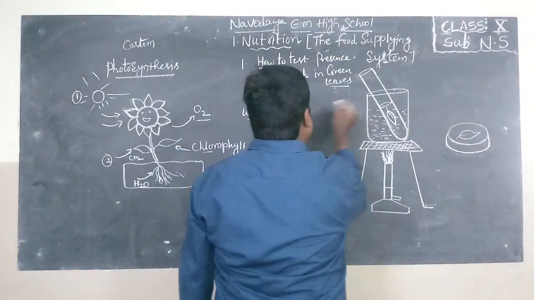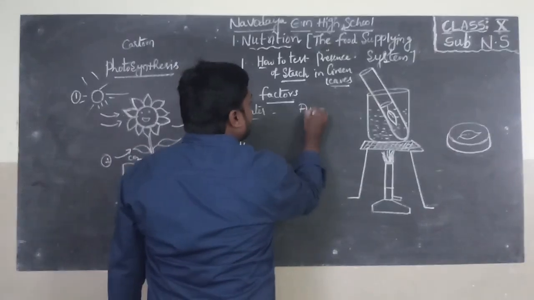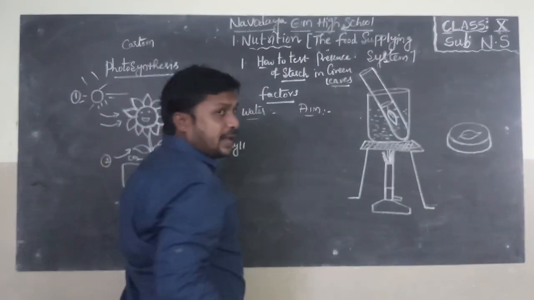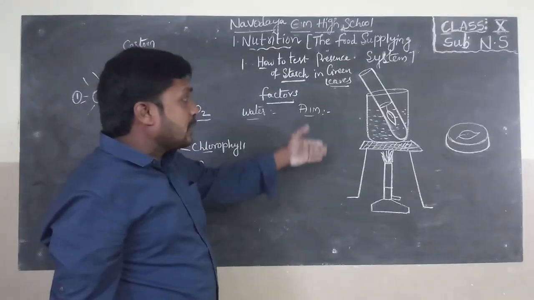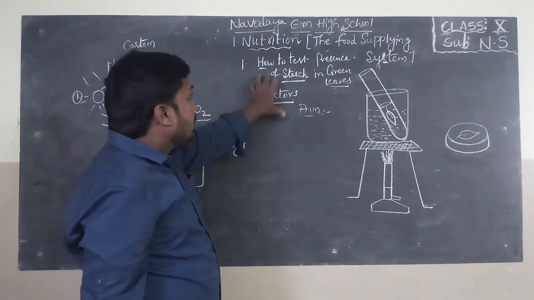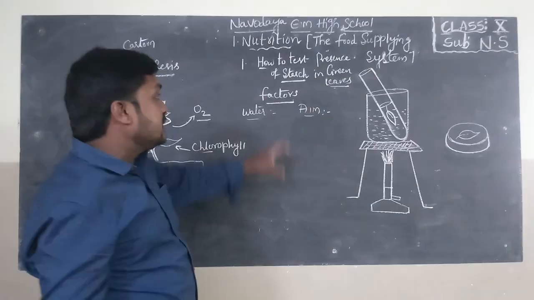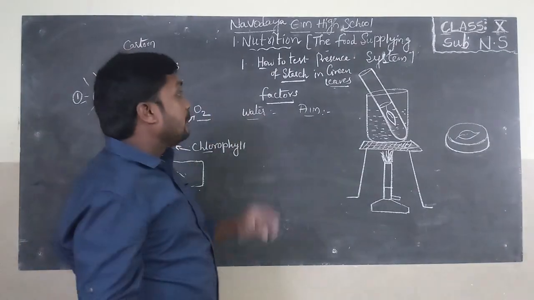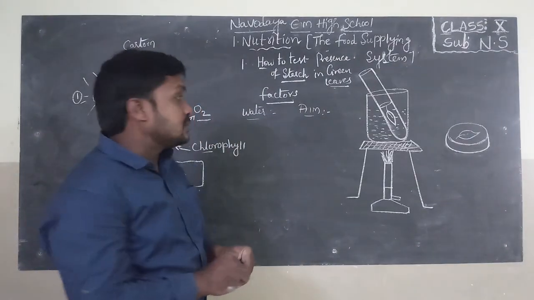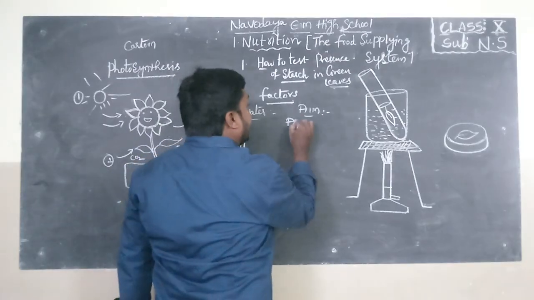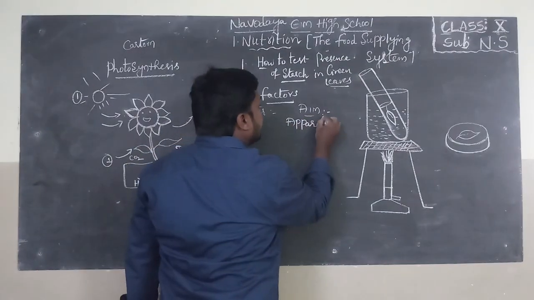First we have to write the aim. What is the aim of this experiment? To test presence of starch in green leaves. That is the aim of this experiment. Next heading is apparatus or materials required.